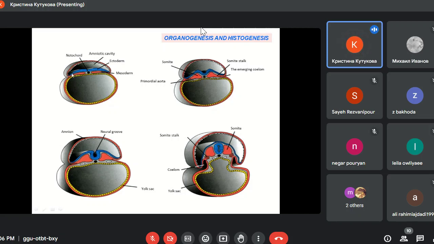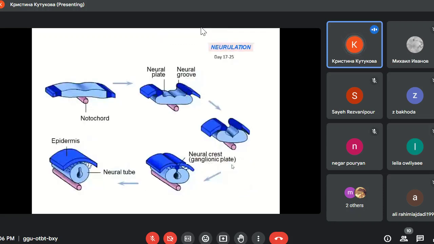So first the flat embryo will become tube-like embryo, elongated like the worm. So neurulation, the development of neural tissue, neural system, begins at day 17 up to day 25.